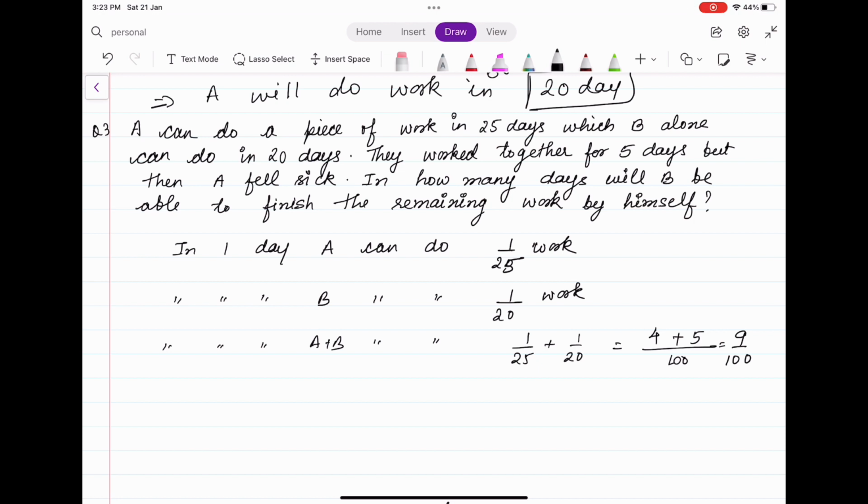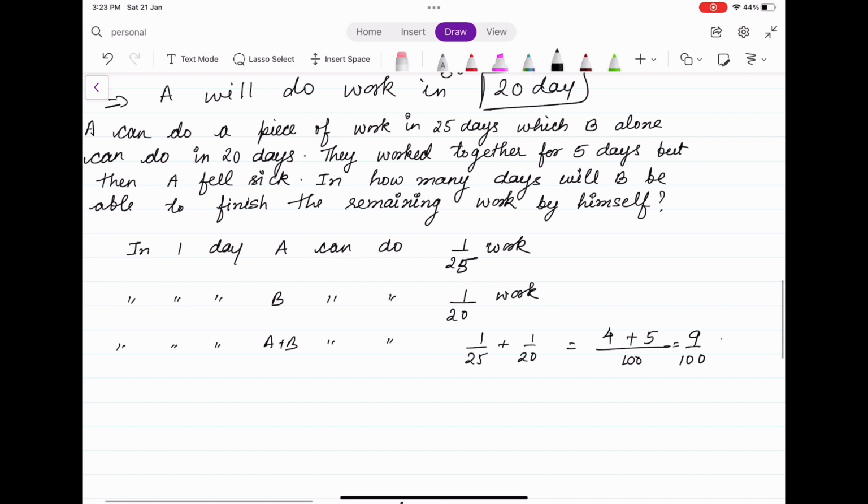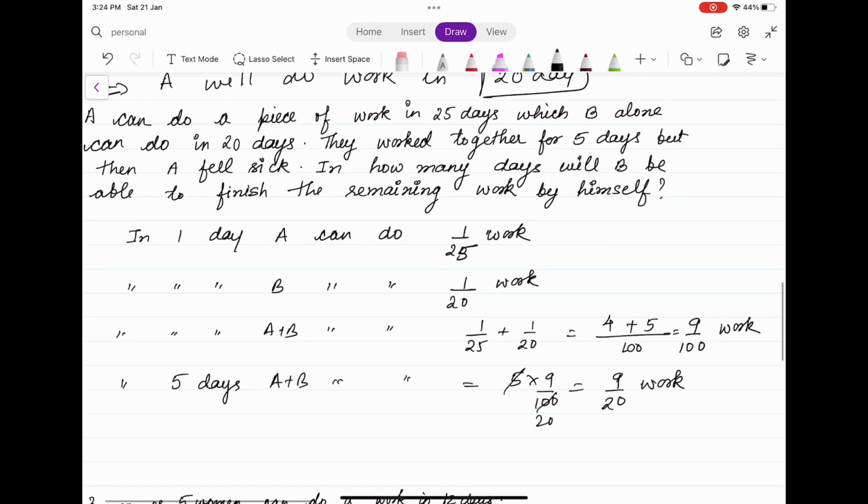एक दिन में इन्होंने 9 by 100 वर्क किया. So in 5 days, A plus B will do how much work? 5 into 9 by 100. That is 9 by 20 work. We do the cancellation. Now this much work is done by them.